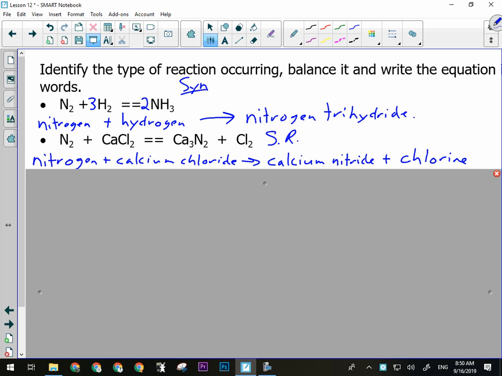So I'm going to go over here, and what am I going to put in front of calcium chloride? A 3, because there's 3 of them on the product side. All right, when I do that, that's going to give me how many chlorine? 6. All right, so I'm going to put a 3 here. That gives me 6 of those. I have 2 nitrogens here on the product side, and I have 2 on this side on the reactant side. So my reaction is now balanced. Good.